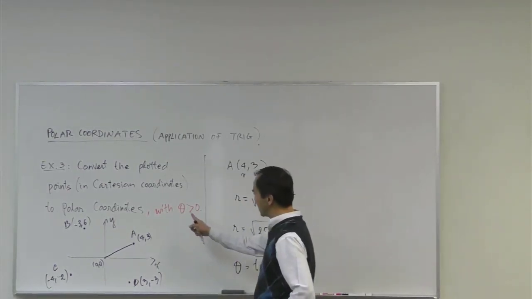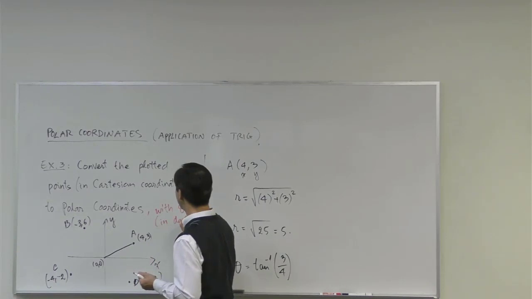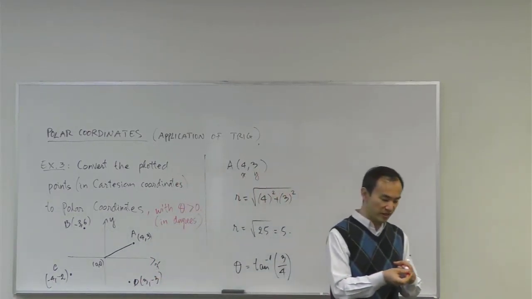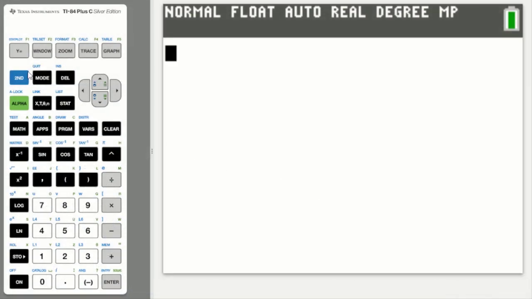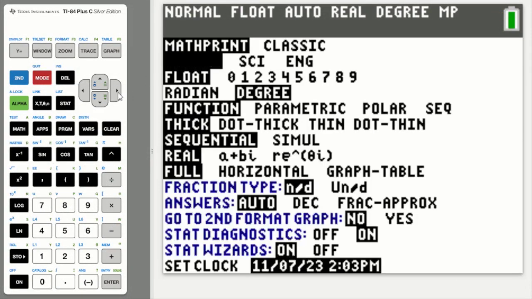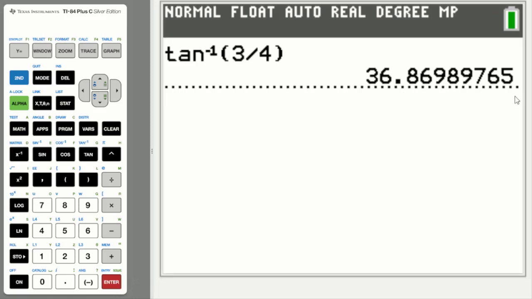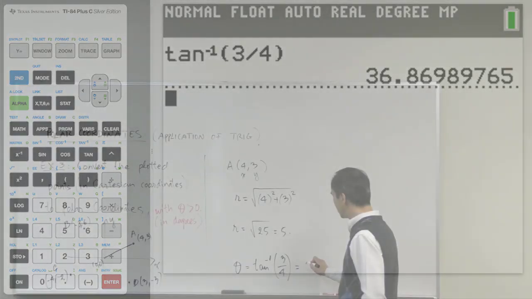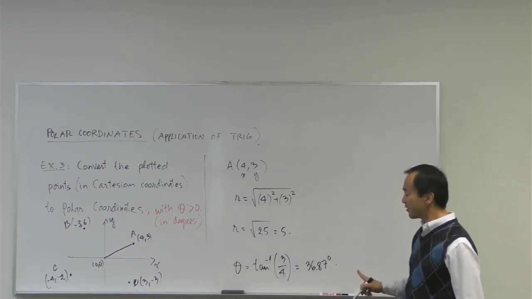Now I want the final angle in degrees again. Let's keep it all in degrees, keep it simple for us. So keep your calculator in degrees, and we want that expressed as a positive angle. We get 36.87 degrees.